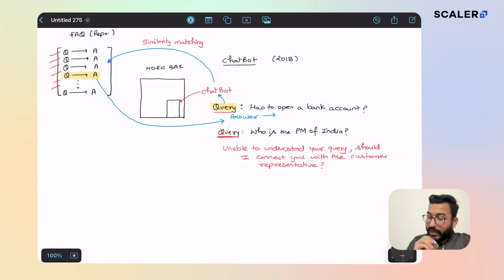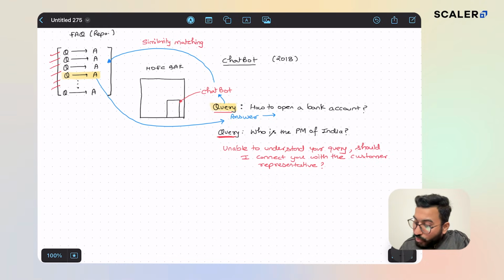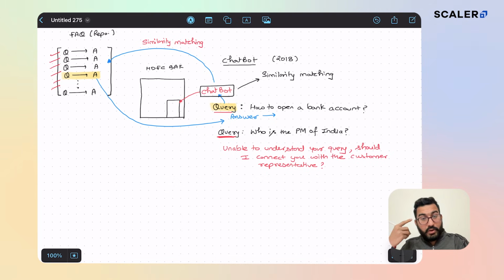Now you guys would have understood one thing, that these chatbots were very simple machines and they were designed with two constraints. Number one constraint is they were doing what is known as similarity matching. They were not generating new data. They were not trying to give you something which is very new. They were simply doing similarity matching, and that is what we have seen.